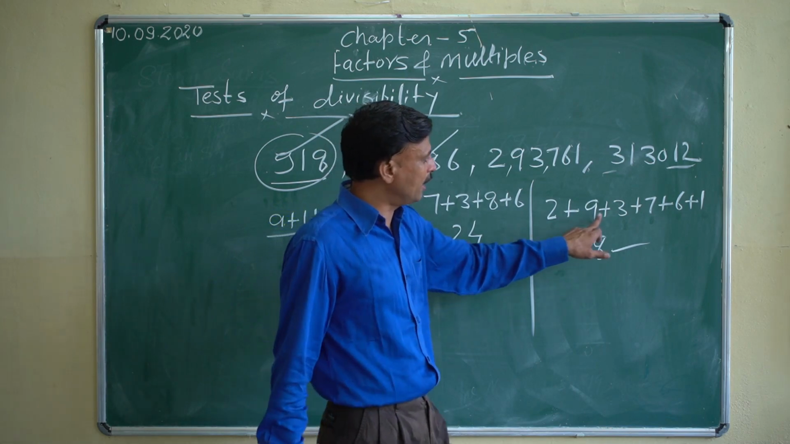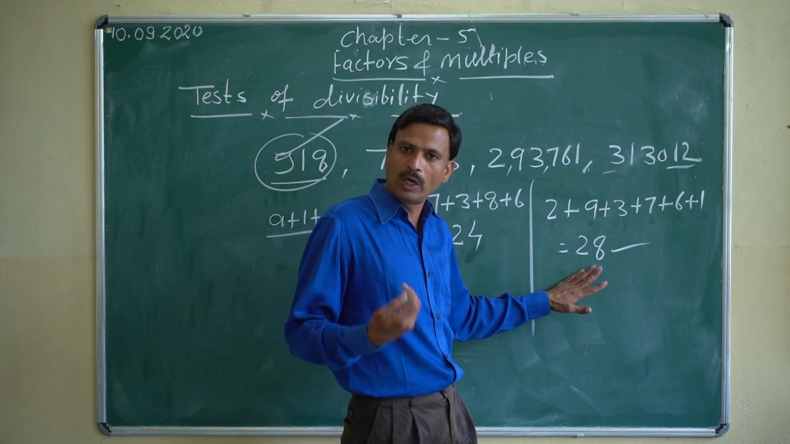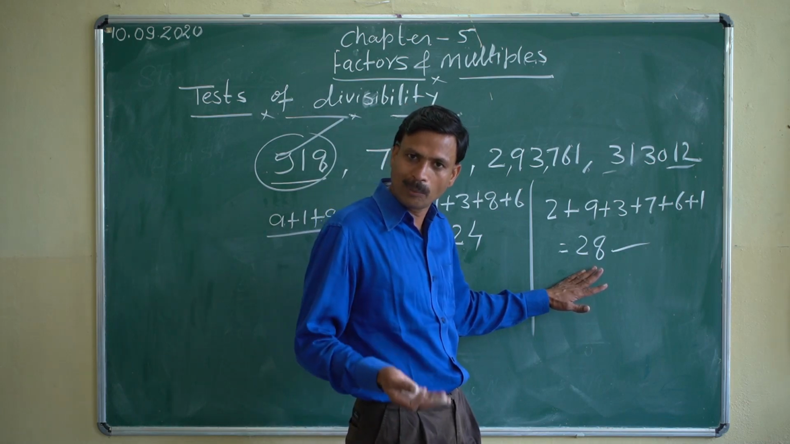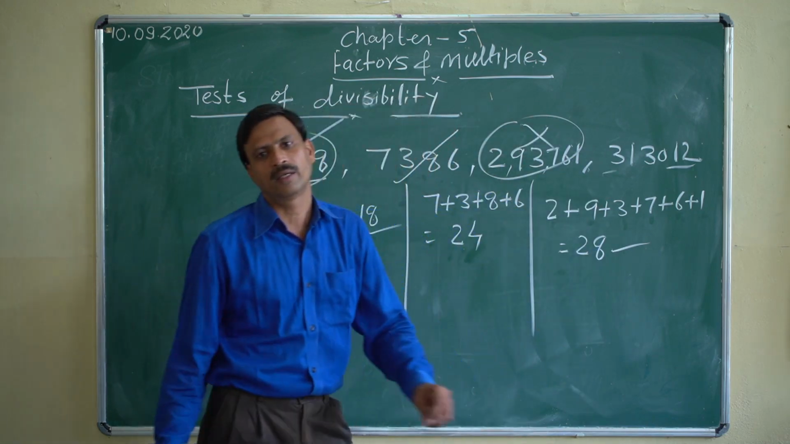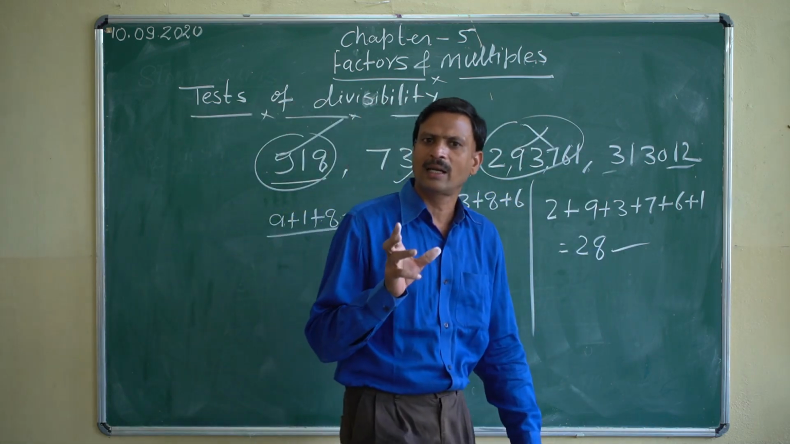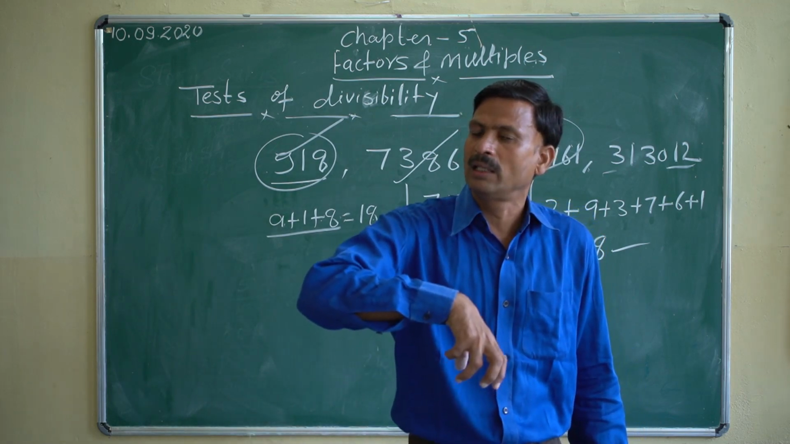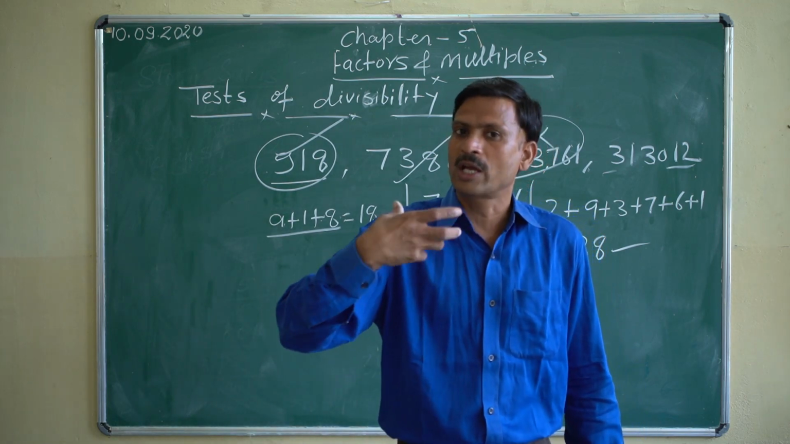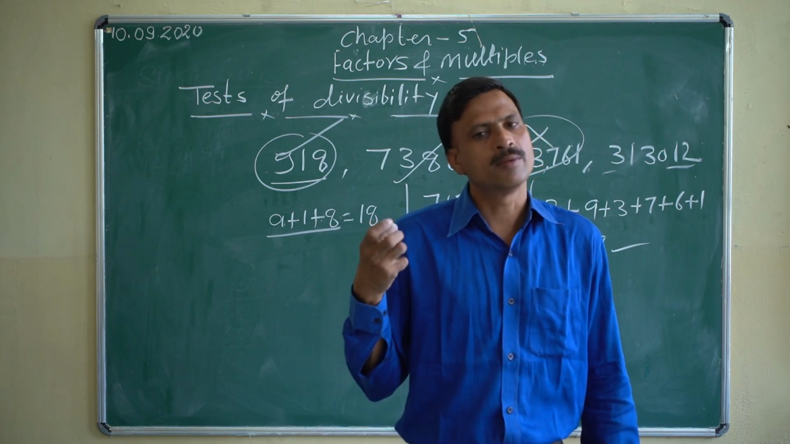So since the addition of the digits of this number is coming 28, which is not divisible by 3, which is not a multiple of 3, that's why this number is not divisible by 3. So I hope you have understood how we decide whether a number is divisible by 3 or not without actually dividing the number, with the help of the divisibility rule.